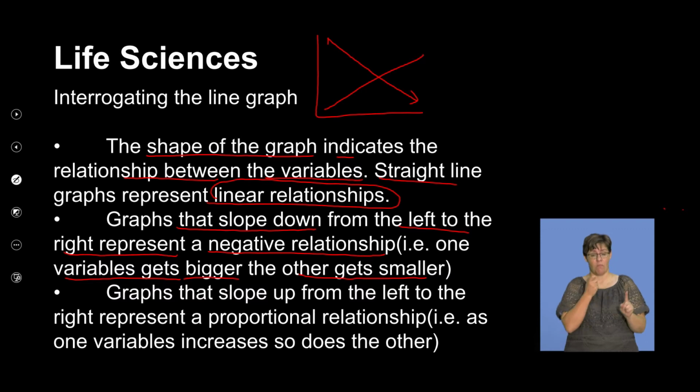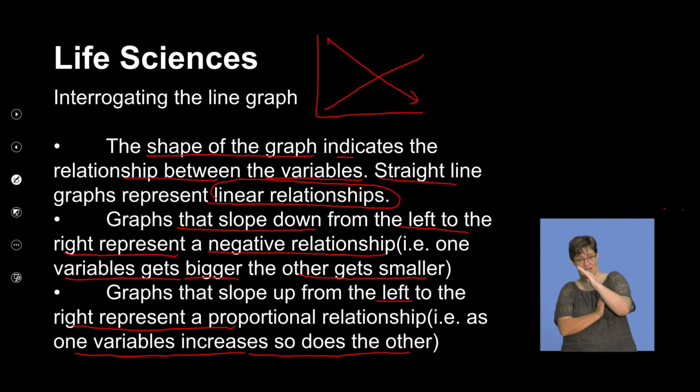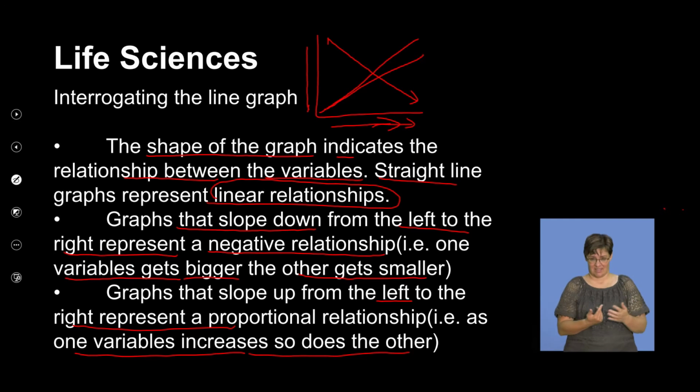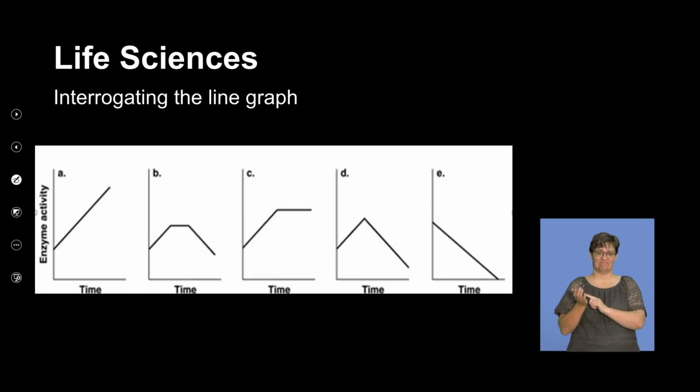Okay? Graphs that slope up from the left to the right represent the proportionate relationship. As one variable increases, so does the other. So essentially, if we had a graph that has that effect, you would see that as the independent variable increases, the dependent variable also increases. So we refer to them as either a negative slope or a positive slope.